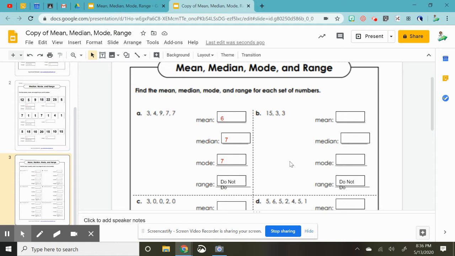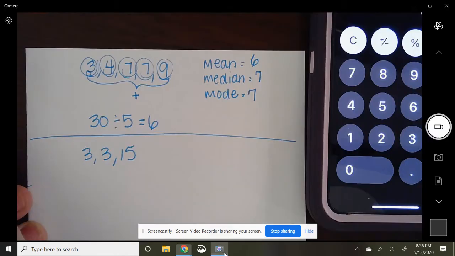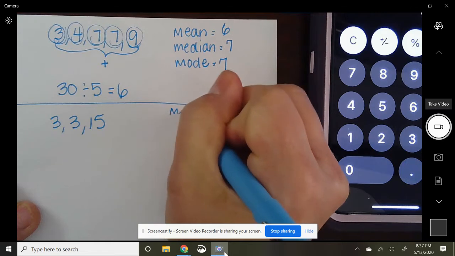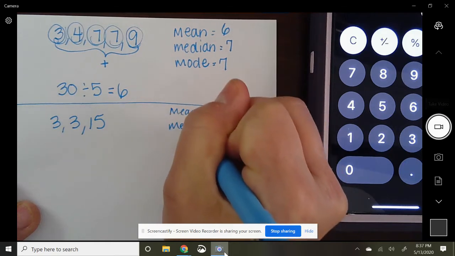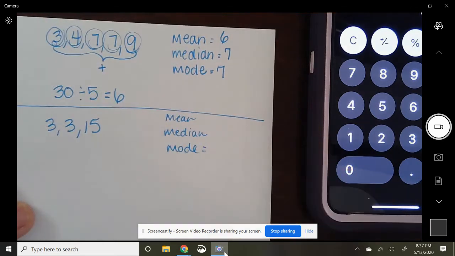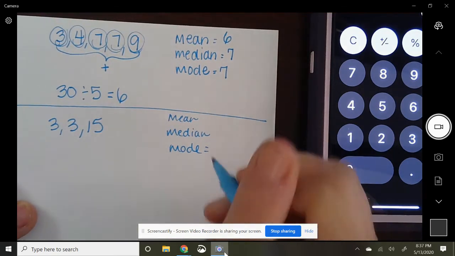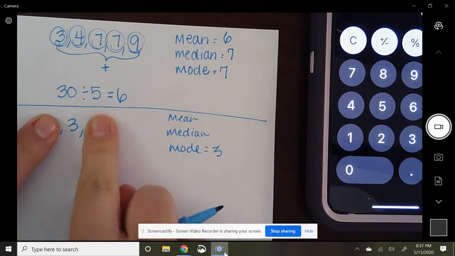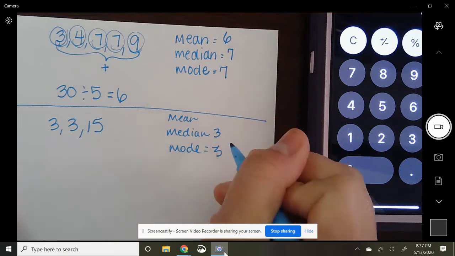I only have 3 numbers in this data set. I have 3, 3, and 15. So, mean, median, and mode. Mode is always the easiest. Which one's in there the most? It's a 3. Median, for this one, is really easy. You just take off the front and back. And again, we're left with the 3.